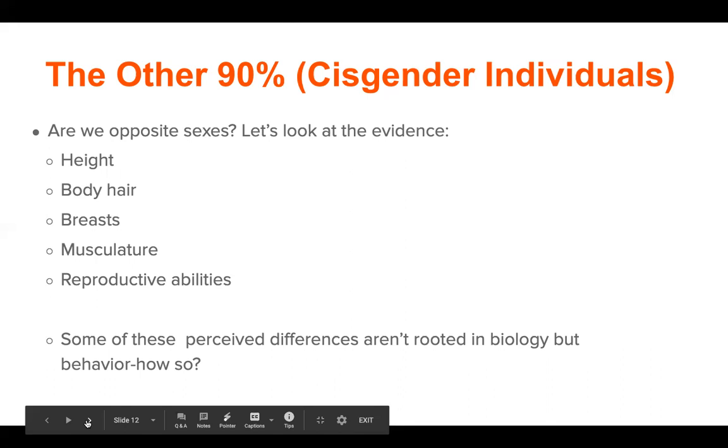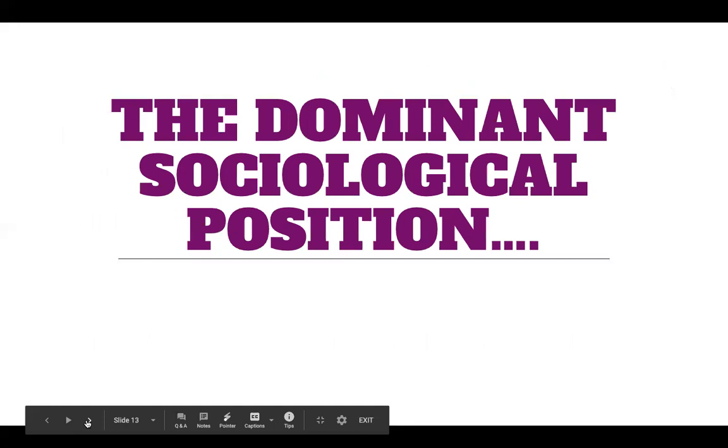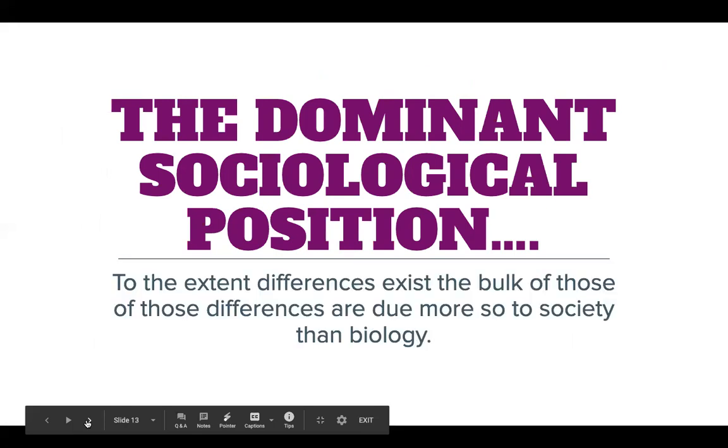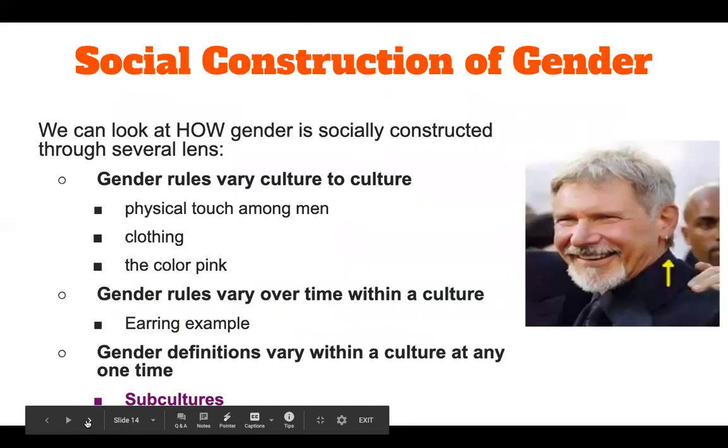And so a lot of the differences that we see aren't necessarily related to biology, but they're related to behavior. And behavior, of course, is culturally taught and socially reinforced. And so that is the dominant sociological position when it comes to gender. To the extent differences exist, the bulk of those differences, caveat, not all, but the bulk of those differences are due more so to society than biology. And we know that gender is socially constructed because we can make several observations.